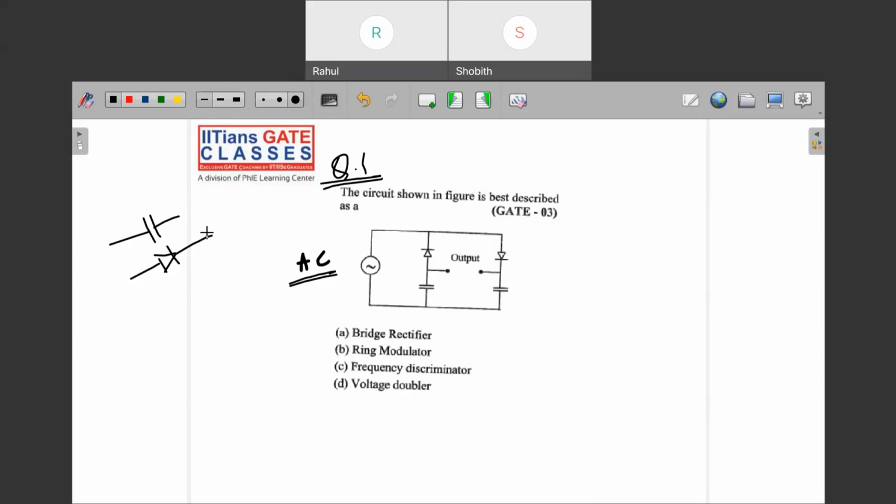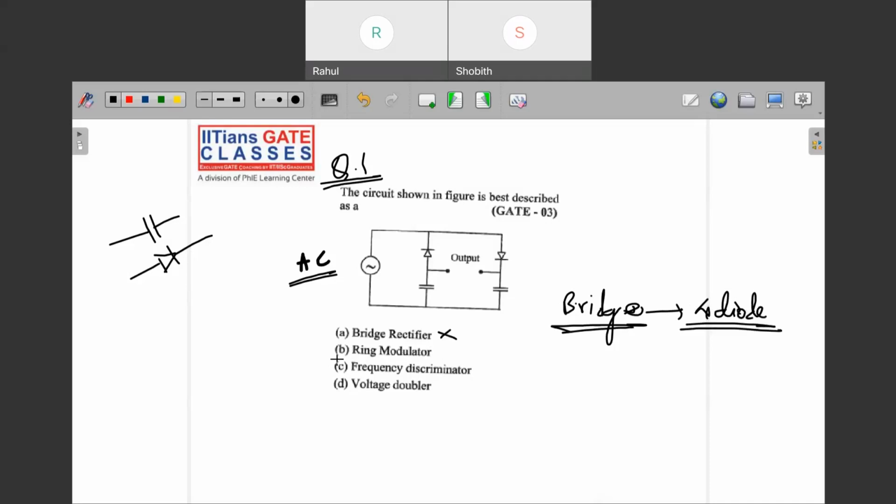Okay, so this question is very familiar to us, because this cannot be the bridge rectifier, because there is no resistor and all, right? And a bridge rectifier demands four diodes. Bridge rectifier must have the four diodes, right? So this cannot be the option.